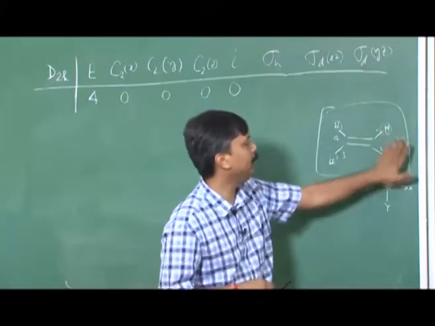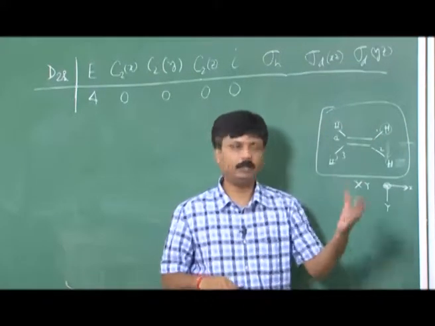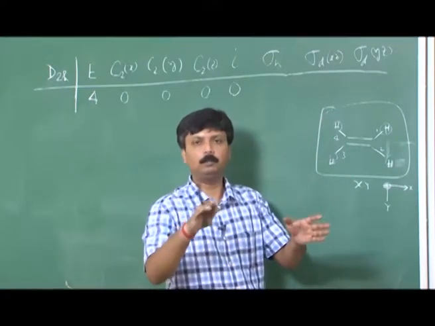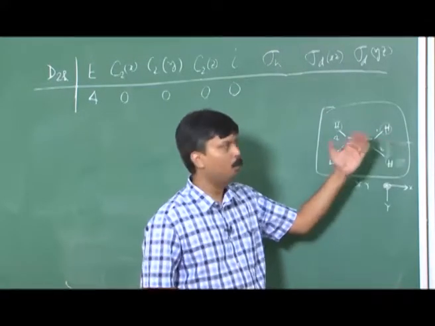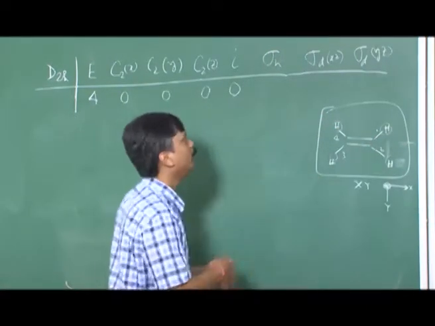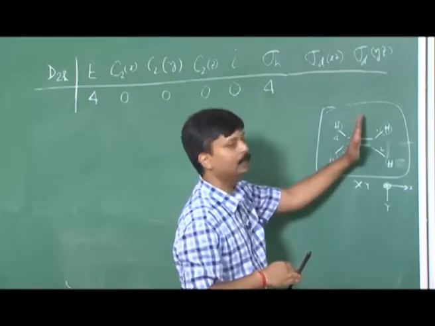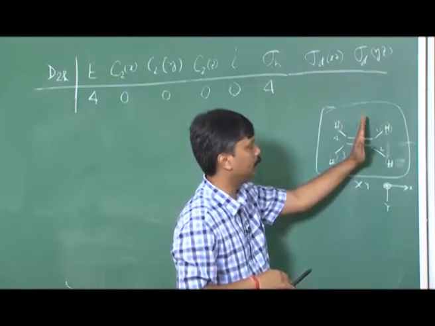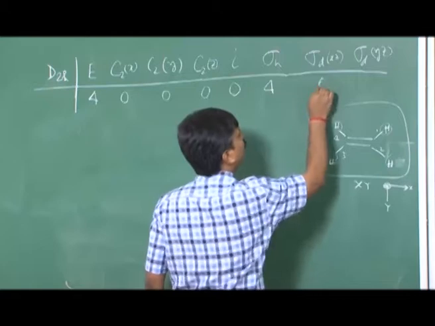Now sigma h is nothing but sigma xy, correct? The 1s orbital is spherically symmetrical, right? So there is no separation of charge also. Therefore this plane will keep all the basis functions intact, meaning each will contribute 1, so together it will be 4. And then sigma d xz is doing the same thing as the C2 axes, one acting like C2x and the other like C2y. So both of them will contribute 0.